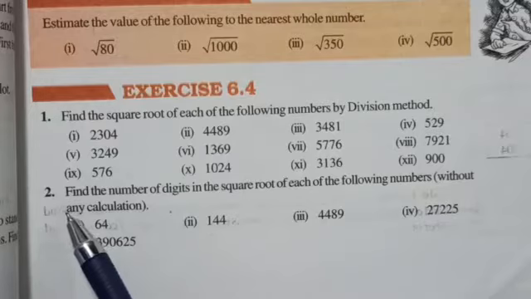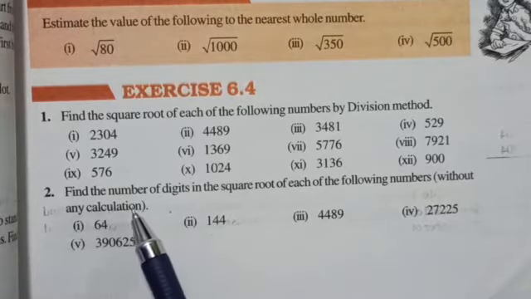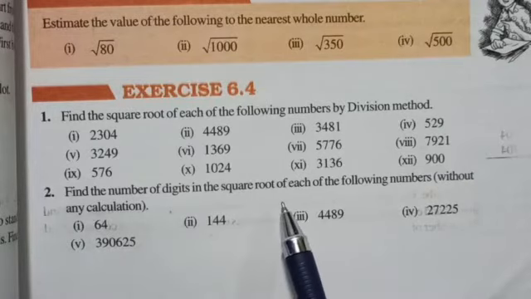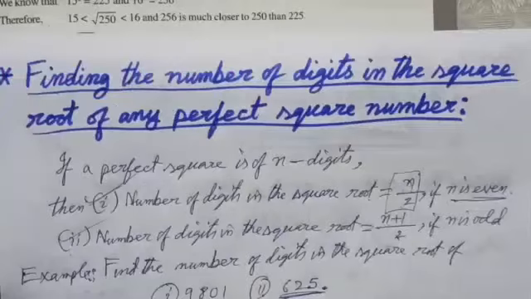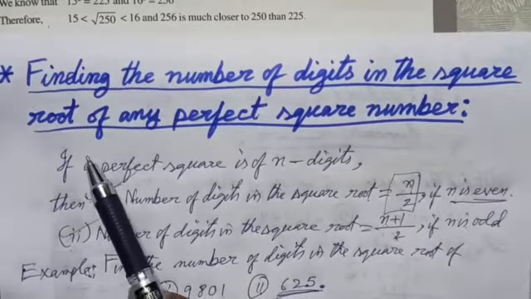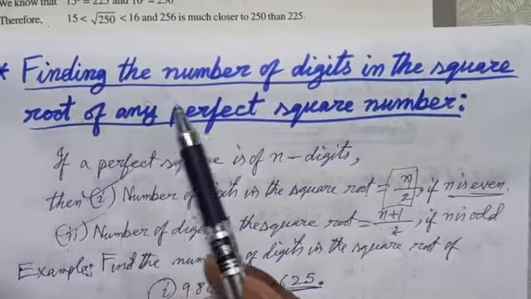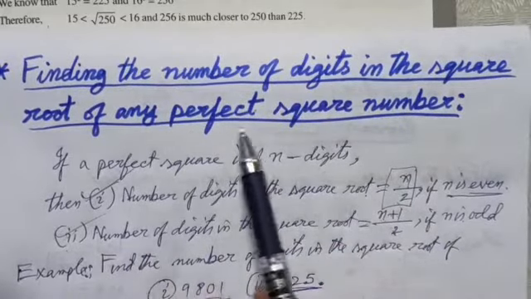Next question, let's try this question number 2. Let's study the question. Find the number of digits in the square root of each of the following numbers without any calculation. We are going to apply this. Finding the number of digits in the square root of any perfect square number.